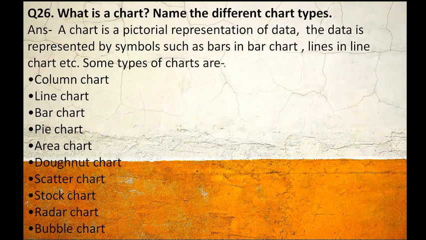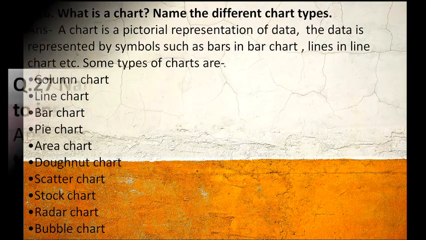Question number 26. What is a chart? Name the different chart types. A chart is a pictorial representation of data. The data is represented by symbols such as bars in bar chart, lines in line chart, etc. And some types of charts available are column chart, line chart, bar chart, pie chart, area chart, donut chart, scatter chart, stock chart, radar chart, and bubble chart. So these are the different types of chart available.